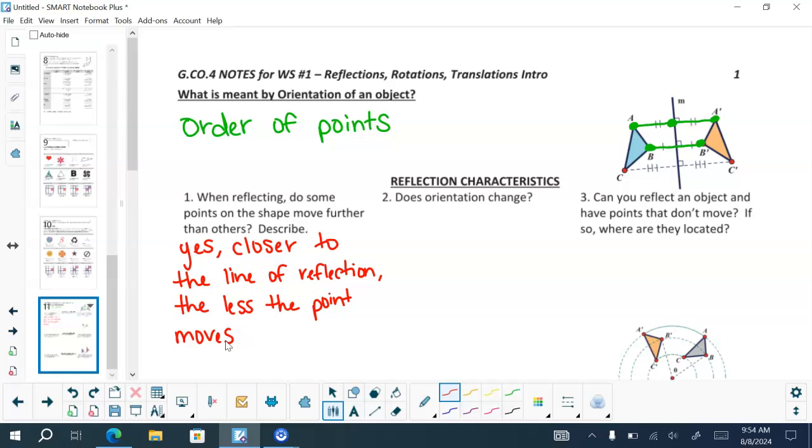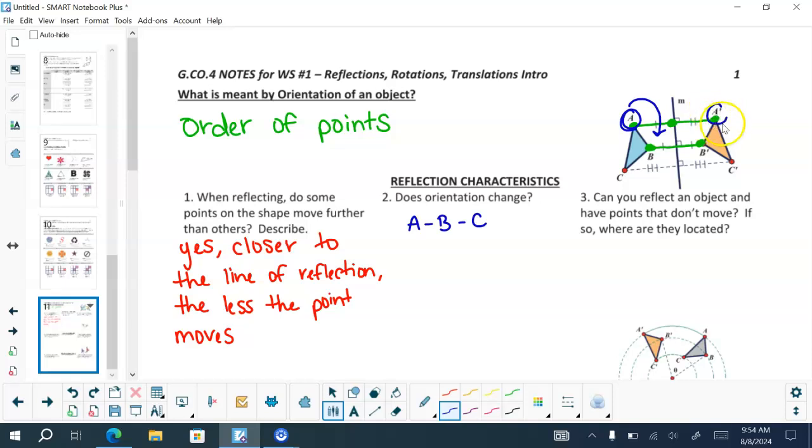Does the orientation change? So this is that order of points that I was talking about at the beginning. If we start at A, so I'm starting here, and let's say I go this direction, so I'm going clockwise, I go A, B to C. I'm just going to write that here: A to B to C. That was my pre-image.